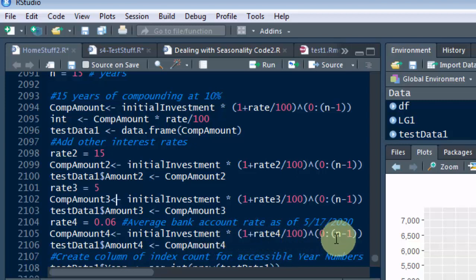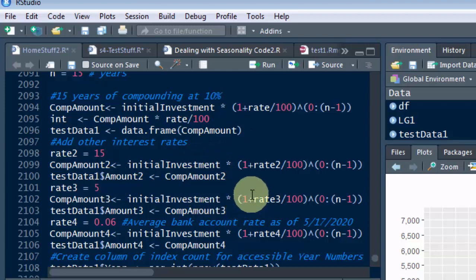And then every single one of these at the end gets written back into the test data 1 data frame as a new column, right? So I've got amount 2, I've got amount 3 going in there, and I've got amount 4 going in there. You see how that works? So I've got the original one just goes in there to the data frame as the comp amount. And then we've got each one, comp amount 2, comp amount 3, comp amount 4, okay?